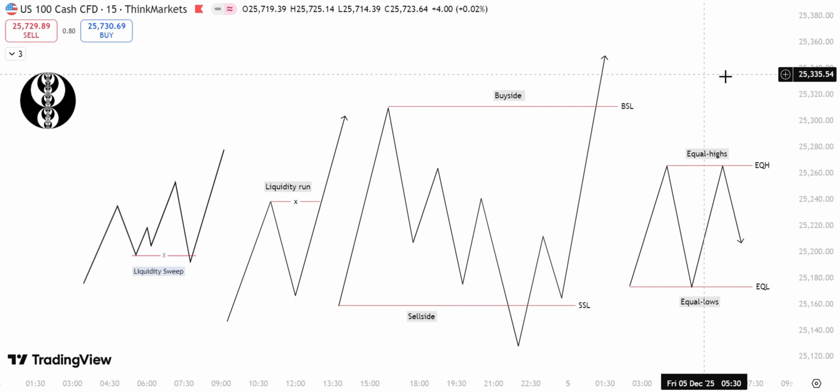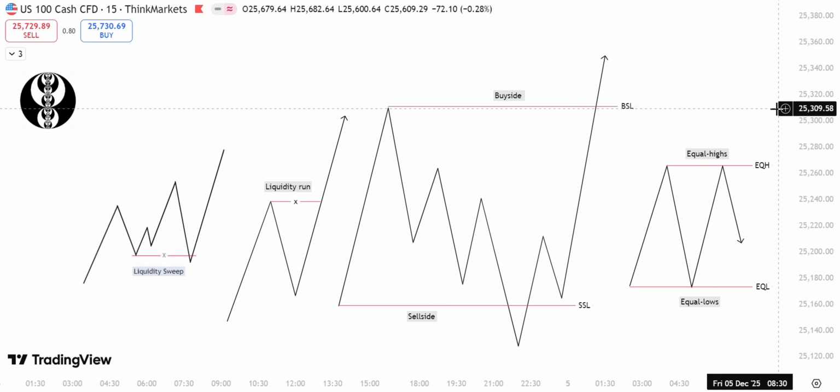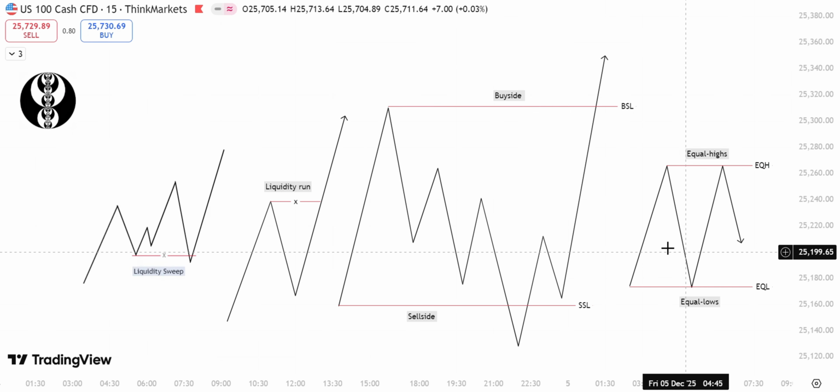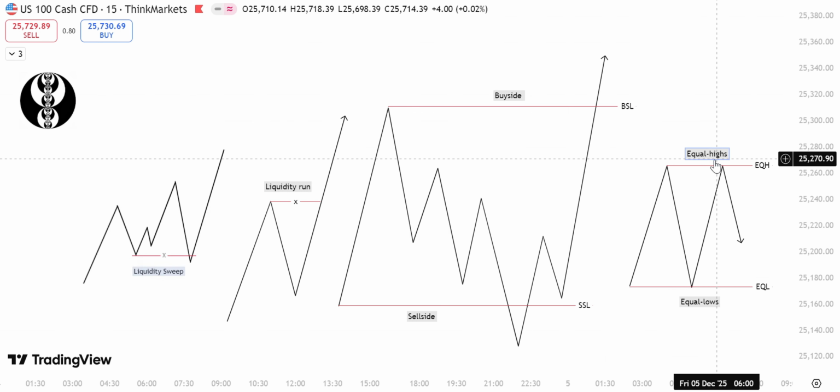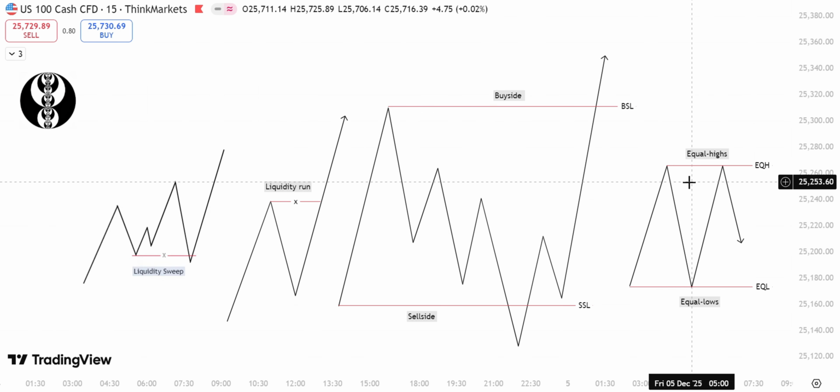Now let's look at equal highs and equal lows. These are my favorite points of liquidity. Why? Because I trade the Power 3 and you need the accumulation. For me, equal highs and equal lows help me identify the accumulation.